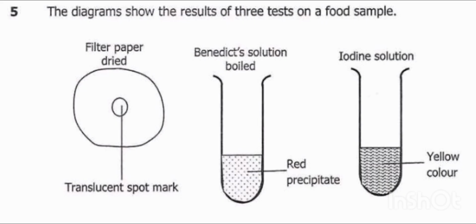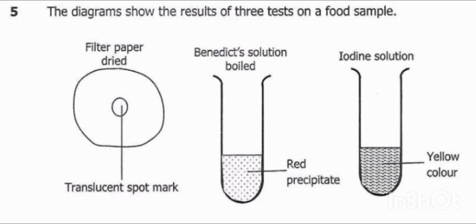Then the last one was test for starch. The same food sample was tested for starch. Why are we talking about starch? Because we have iodine solution on the third diagram. Iodine solution. Okay, iodine solution represents the test for what? Starch. Okay, so after the test for starch was conducted, a yellow color was observed.